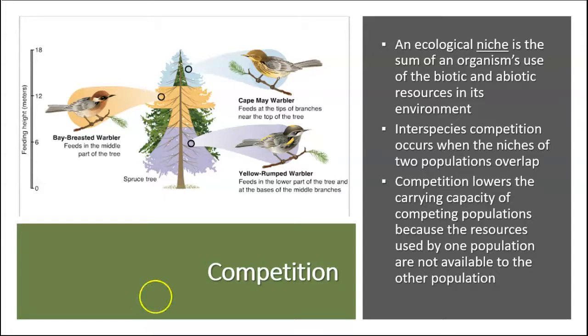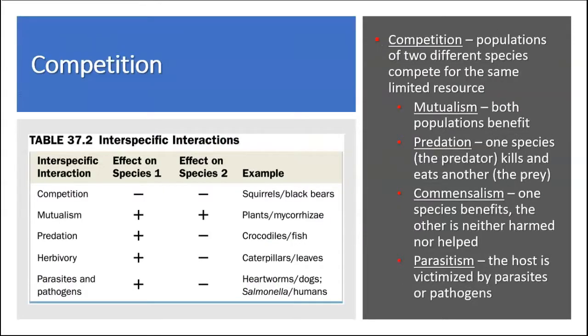And so there's various categories of competition that we'll talk about. So interspecific competition usually involves things like symbiotic relationships that you've learned about before. So they're in a mutualistic competition. Basically, both populations benefit from the relationship. They help each other out.